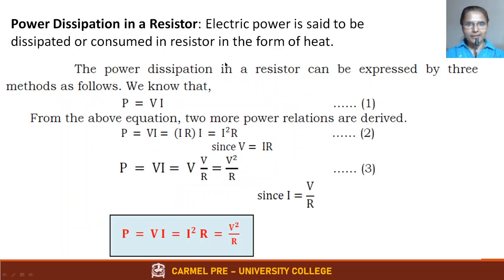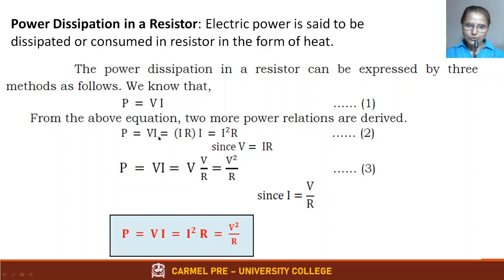When you use any appliance, you must have seen it gets heated up. That is because the electrons will be bombarding in the appliance when the current is flowing, and the device gets heated up. So we calculate that as power dissipation in a resistor in the form of heat. So we have the equation P is equal to VI. You substitute from Ohm's law for V, which is IR, and it will become I squared R. P is equal to I squared R.